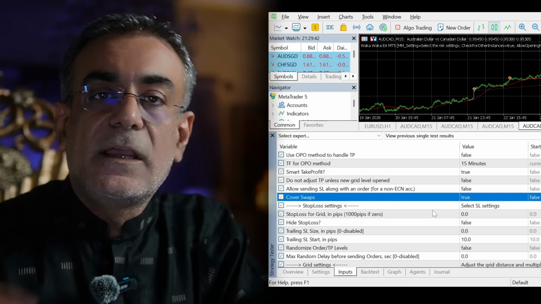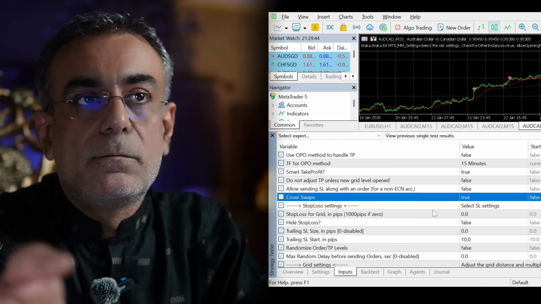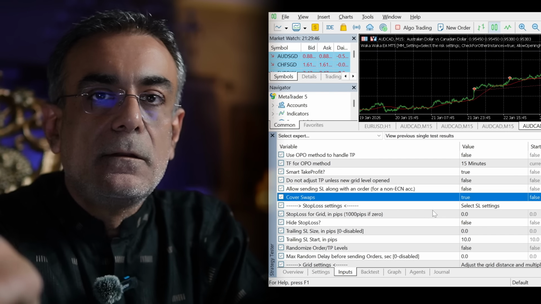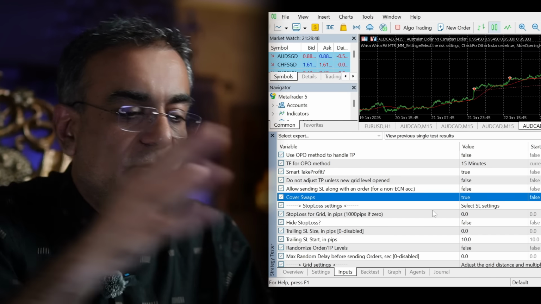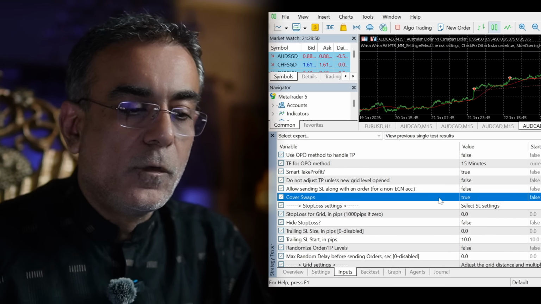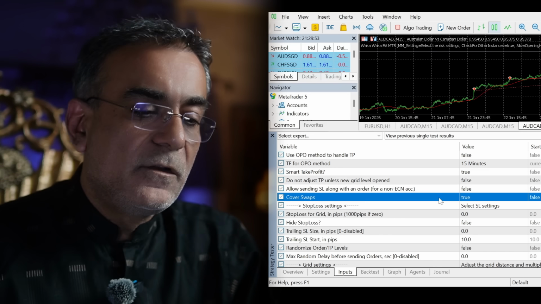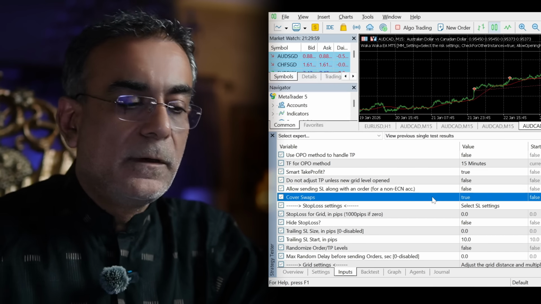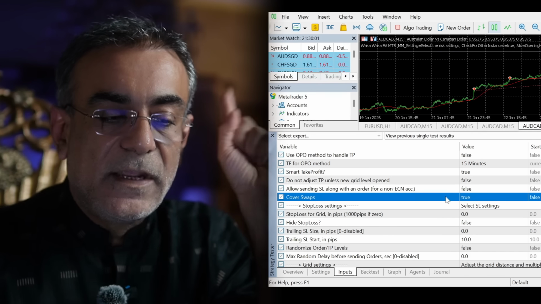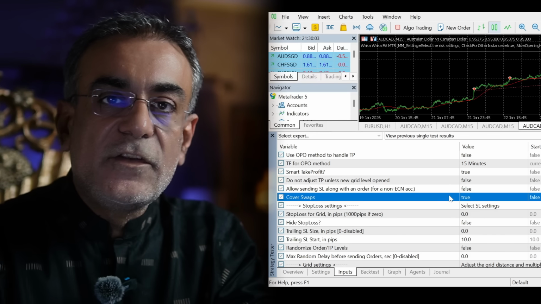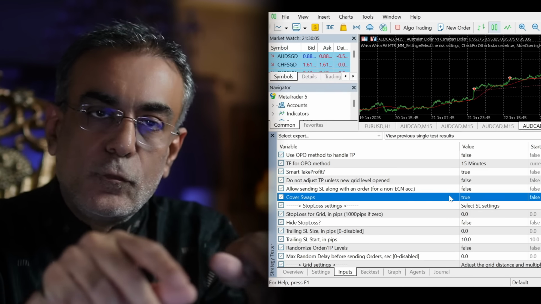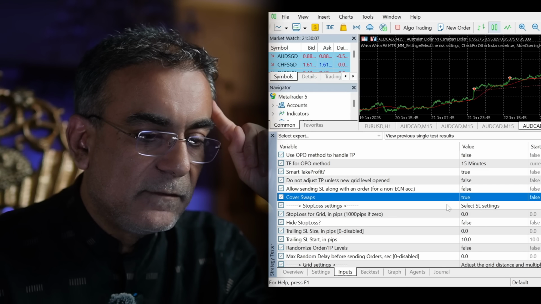Cover swaps, yes. If your grid is open for 5 days, then there must be some swap accumulated. So for your TP calculation, do you want to include the swap cover as well? So you change your TP after the rollover. But once again, these settings are not related to the functioning of the EA. This is more fine tuning of the EA. So let's go through them with that in mind.